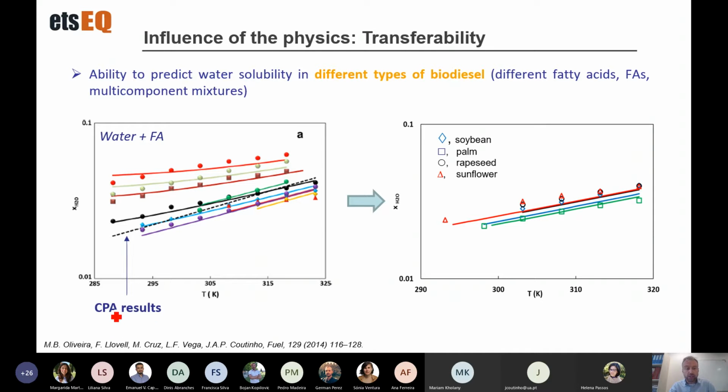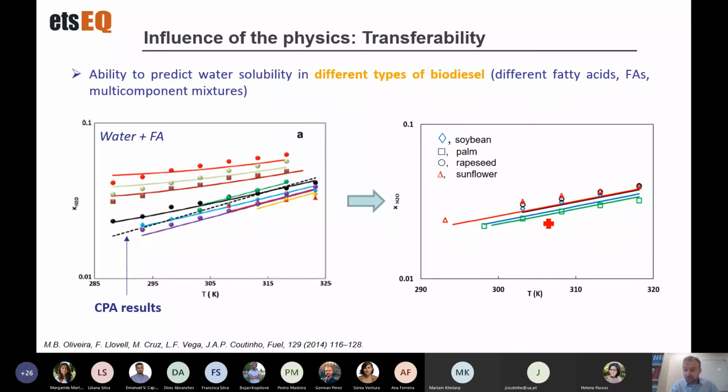CPA. CPA, the cubic plus association model, also considers association, but the simplification behind the cubic part, not accounting for the chain, the radial distribution function that SAFT has, or simplifying it a lot, let's say, provides not a bad calculation, but a worse slope, while the SAFT equation provides a better slope. Once you have that, it is possible to describe different biodiesels in a similar manner as done before.